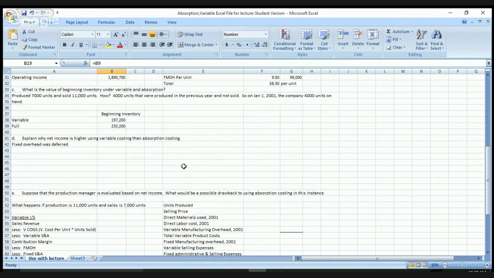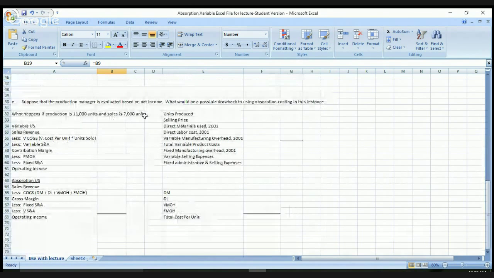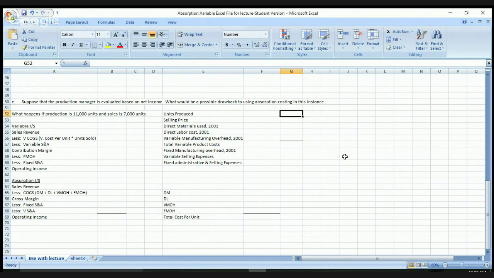Now, if we go on down here and we kind of switch it up, this time we have the opposite effect, where instead of having 7,000 units produced, we're going to switch them and be 11,000 units produced. So I'm going to fill in this chart. We have 11,000 produced. The selling price is going to stay the same. We get 124,600. We get direct labor is the same at 196.